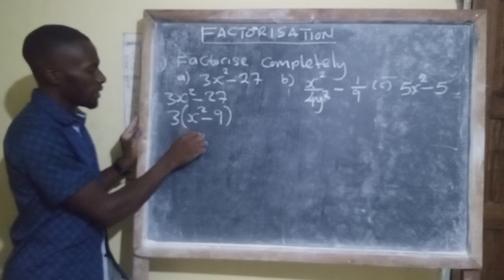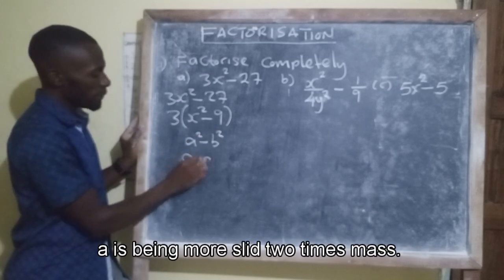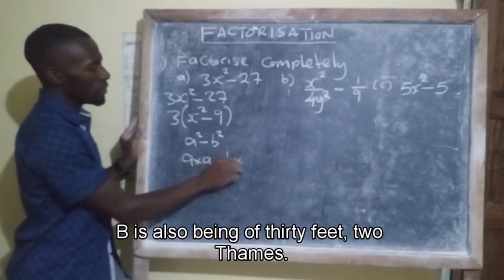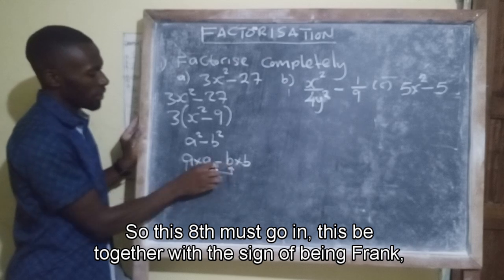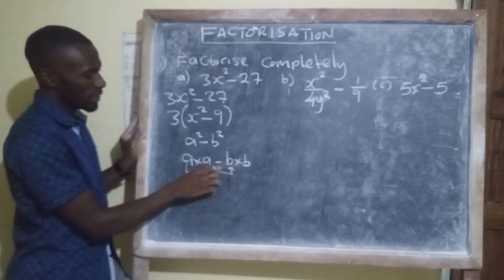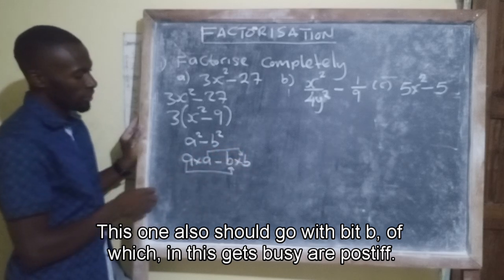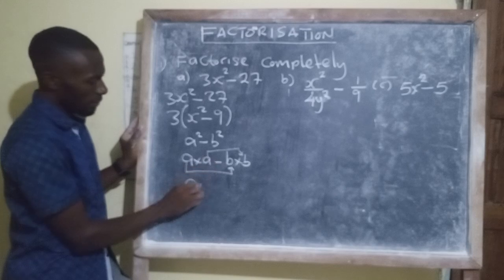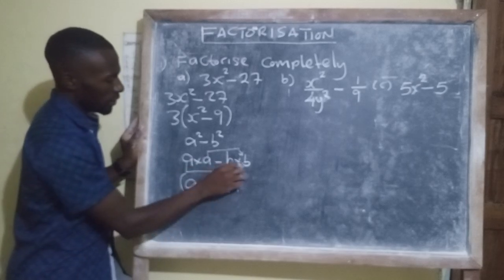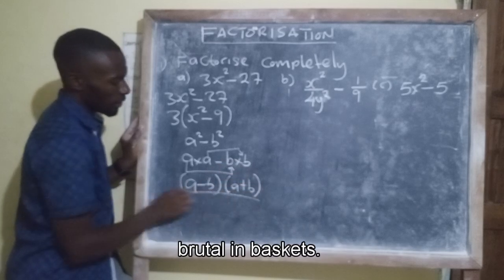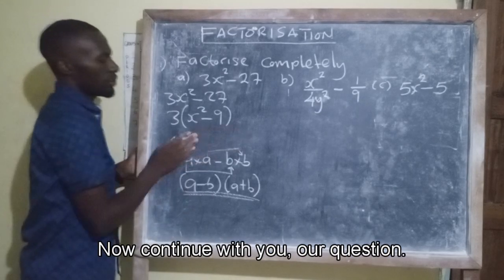So when you have a squared minus b squared, this simply means a is being multiplied 2 times, minus b is also being multiplied 2 times. So this a must go with this b together with the sign of b in front, which is a negative. This one also should go with the b, which in this case is positive. So we're going to have (a minus b) in brackets. Then the other a will become (a plus b) in brackets. This is the difference of two squares. Let's now continue with our question.